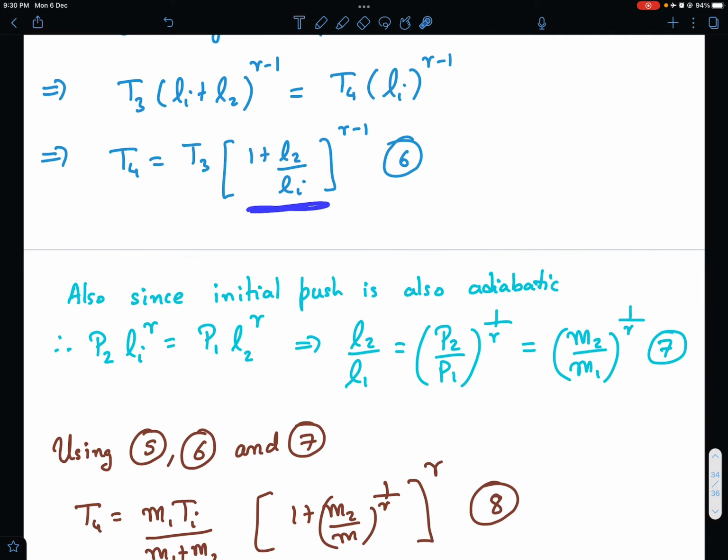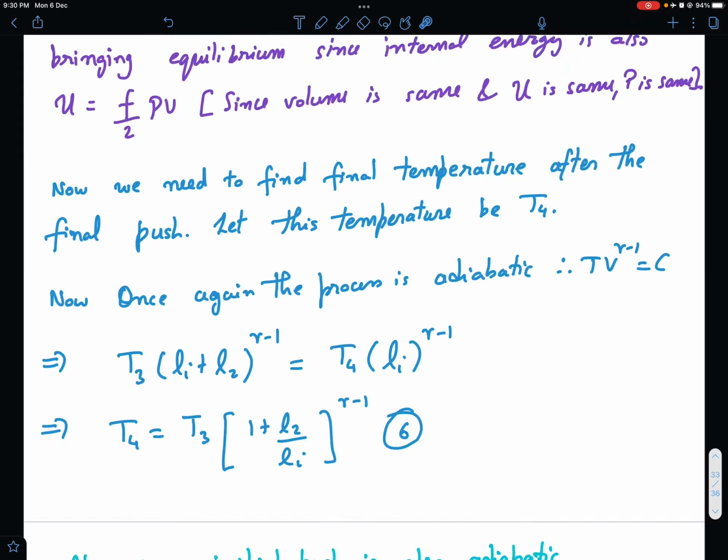Okay, so what do I do for L2 by Li? Now the initial push was also adiabatic, so I can say that P2 into Li to the power gamma should be equal to P1 into L2 to the power gamma. What do I mean by this?